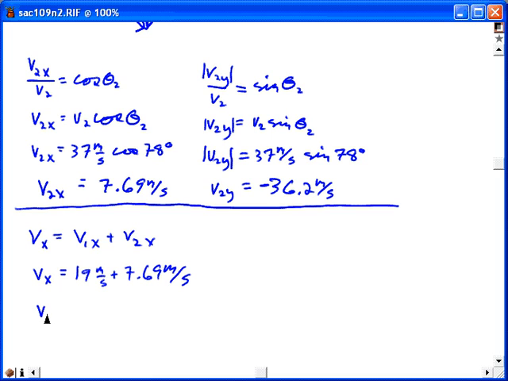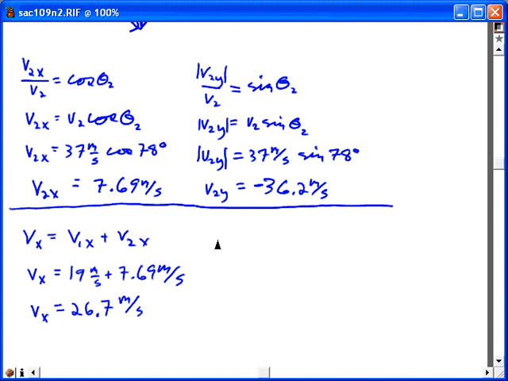So adding those two together, I get for the x component of our resultant vector 26.7 meters per second, and I've rounded it off to the first place after the decimal. That gives 3 sig figs. Our final answer should only have 2.